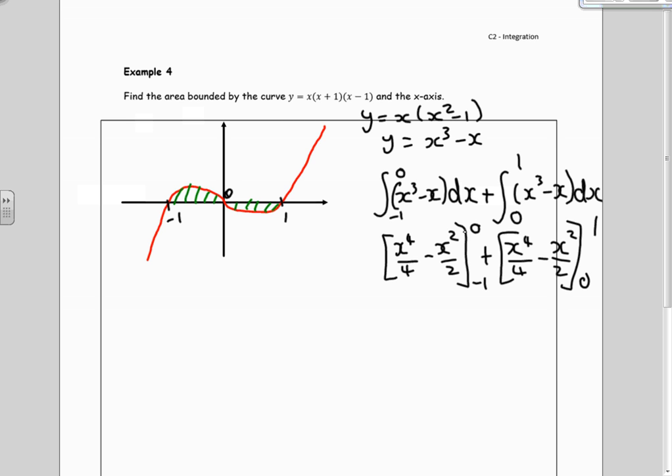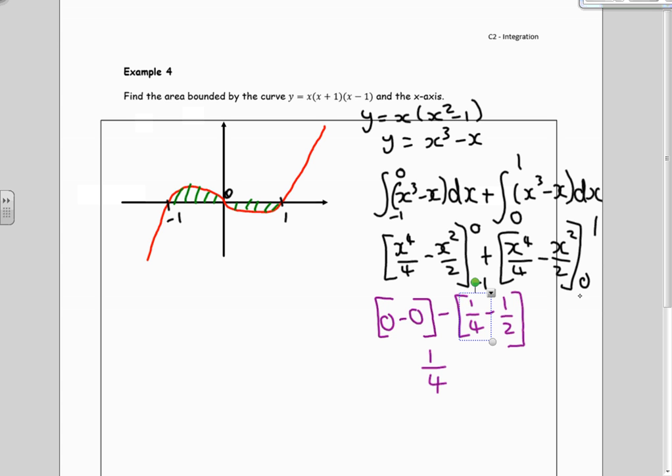So the first thing I wanted to do, remember that you substitute in your top value first. So when I substitute in x equals 0, I just end up with 0 minus 0. And then when I substitute in -1, I get a quarter, substituting in -1, minus a half. So a quarter minus a half gives me minus a quarter, but it's minus minus a quarter, so that just gives me the area of a quarter.